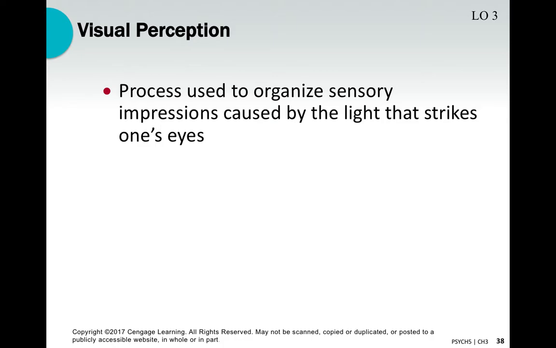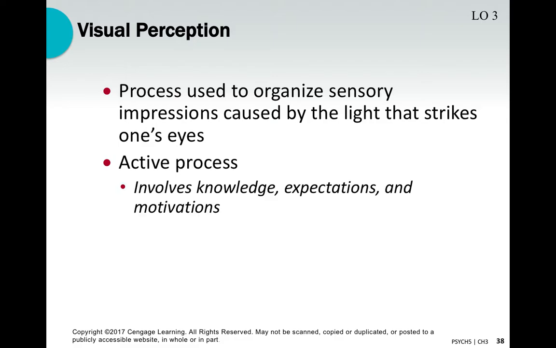All right, so now we're getting into the part of the chapter where we talk about how we organize all this stuff. How do we organize all of the sensory information that strikes our eye from the moment we wake up? It's a very complex process. It happens very quickly, very rapidly without us really knowing it. So let's talk about that process. It is an active process.